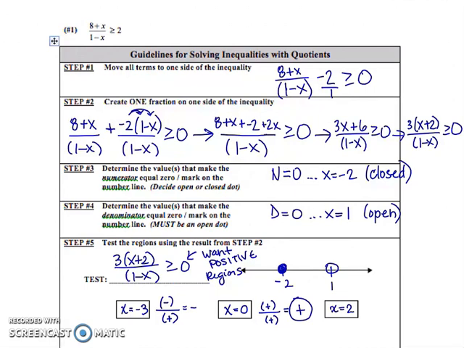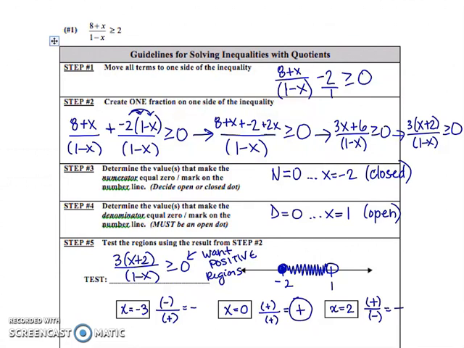And then I have to check my third region where x is 2. When I plug in 2, 2 plus 2 would be 4, times 3 would be positive 12 on the top. So I have a positive value upstairs. And 1 minus 2 would give me a negative value downstairs, which leaves me with my last region being negative. So it looks like my solution is going to lie between negative 2 and positive 1.